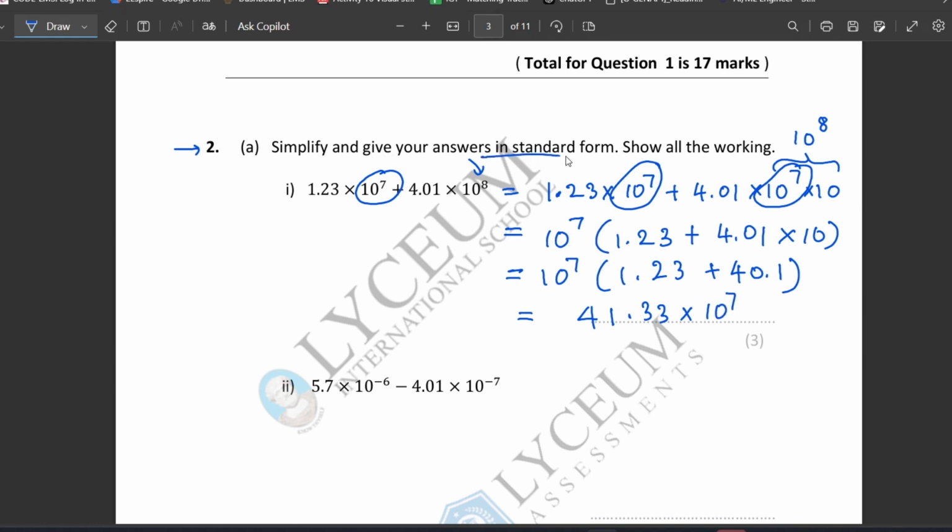And the answer should be in standard form. So I have to take another position into the left hand side. So my answer is 4.133 times 10 to the power 8. Because I took it to the left side, I have to increase the power. Okay.